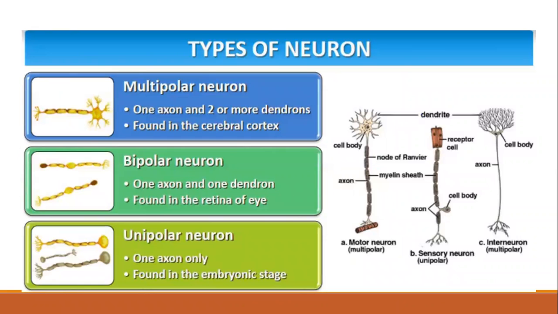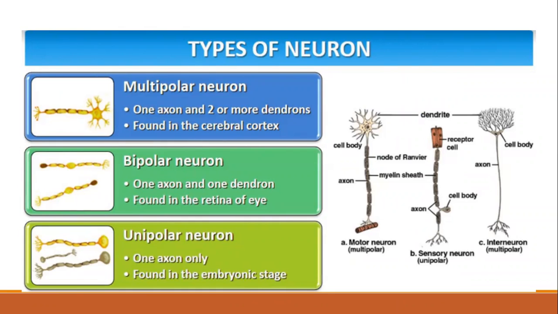Now what are the types of neurons? As you can see here, there are three types, with the diagram given there: multipolar neuron, bipolar neuron, and unipolar neuron. Now what do you mean by multipolar neuron? In the diagram which we have studied just before, there are many dendrons and one axon. So one axon, two or more dendrons, and it is generally seen in the cerebral cortex, that is the outer part of the cerebrum.